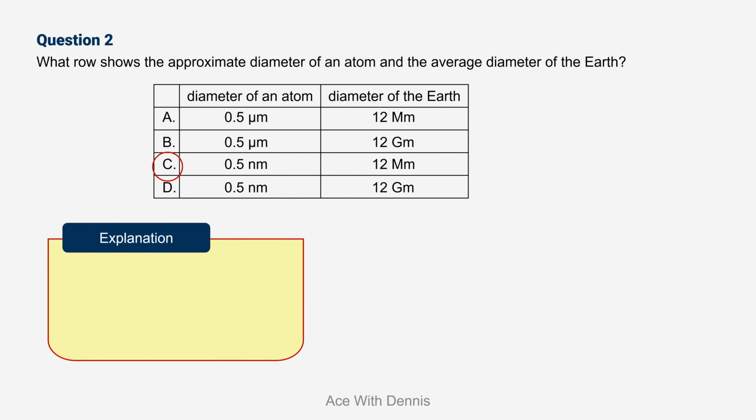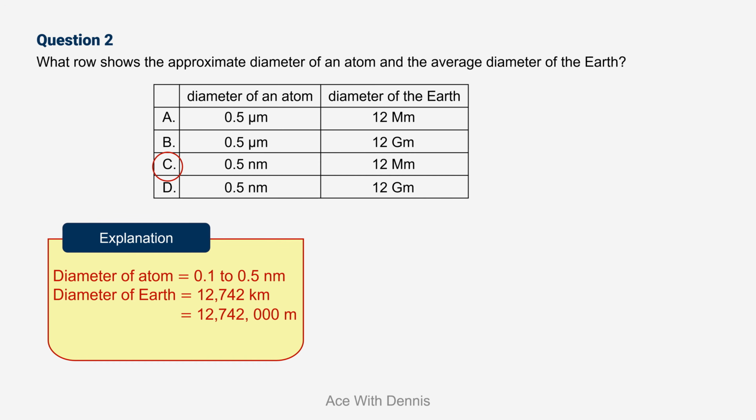And here is the explanation. The diameter of an atom is about 0.1 to 0.5 nanometers. And the diameter of the Earth is 12,742 kilometers or 12,742,000 meters, which is approximately 13 megameters. Therefore, the closest answer will be C, 0.5 nanometers for the diameter of an atom and 12 megameters for the diameter of the Earth.